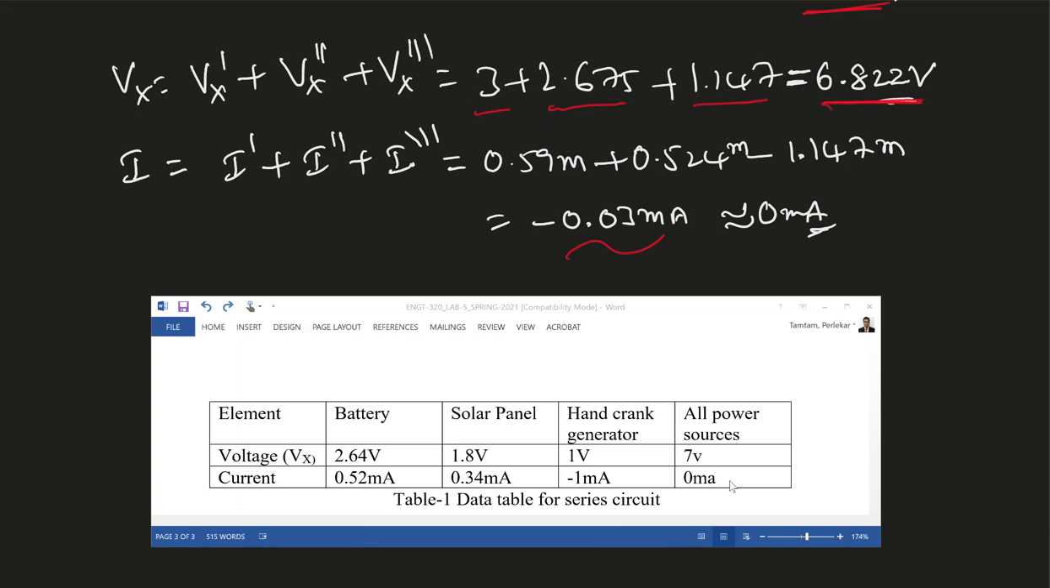So this is the experiment we did in the lab today. Based on that, our theory and the practical are close enough. There are a few errors here and there, and as I mentioned, that could be because of how fast you're rotating, or maybe you rotate the hand crank generator once clockwise and another time anti-clockwise. That makes a big difference. As well as the sunlight on the solar panel, sometimes you might be holding it very close, sometimes a little further away, so the sunlight is not sufficient. So this is based on the superposition theorem. I hope you understand the superposition theorem better after the lab today. Thank you.